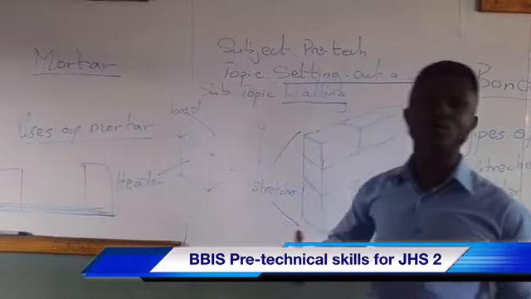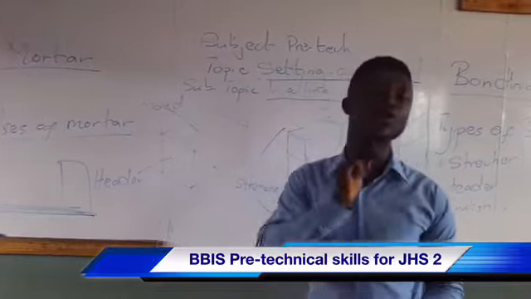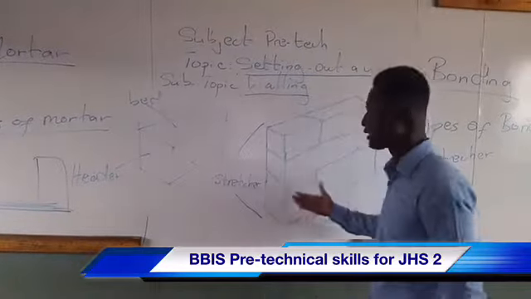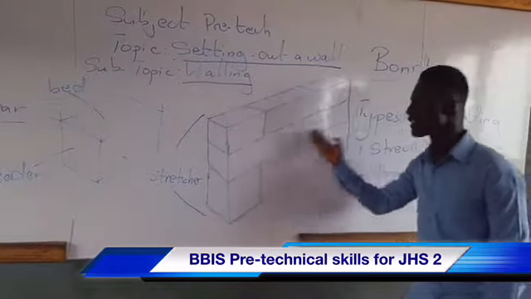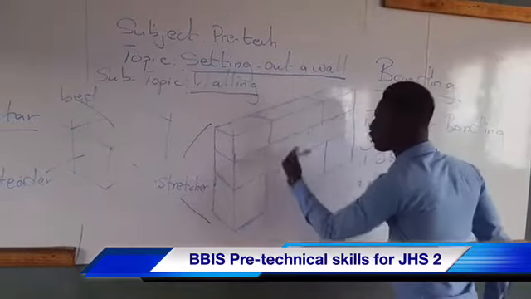Now, in forming walls, there is a term that we use called course. A course is the horizontal layer of blocks. This here is an example of a course. This is the first course, that is the second course, and this is the third course. So in all, we call this a three-course wall.